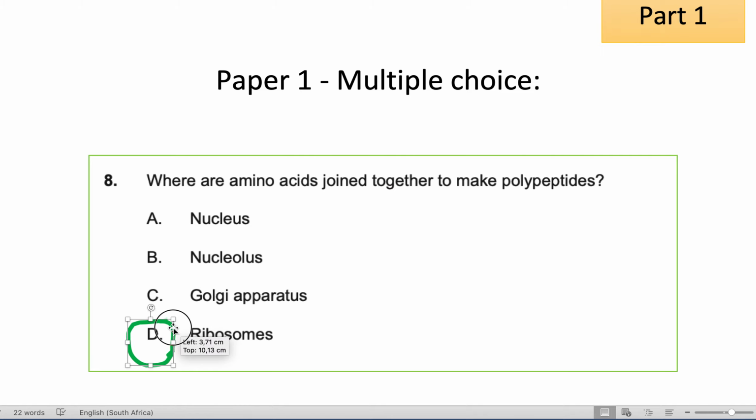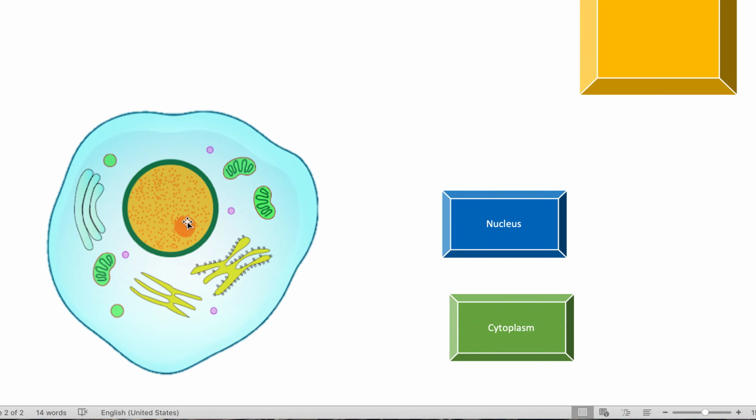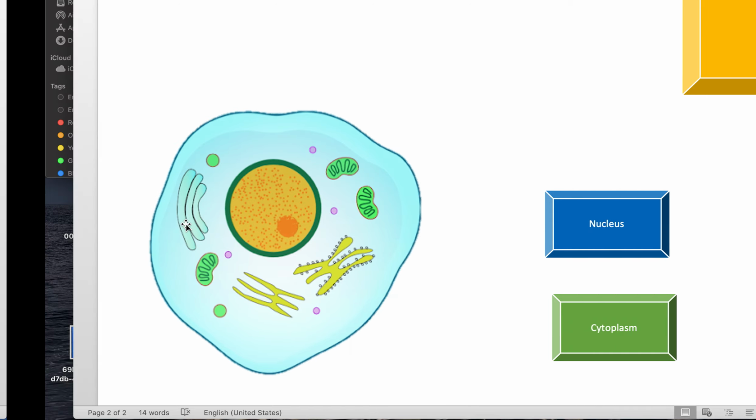So the answer will be D. It is not nucleus, because nucleus is where transcription takes place, not translation. Nucleolus is just within the nucleus. It's the dark zone within the nucleus, so this spot. So it's still in the nucleus, so this would not be correct.